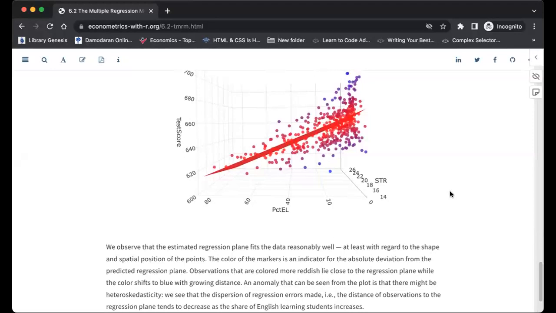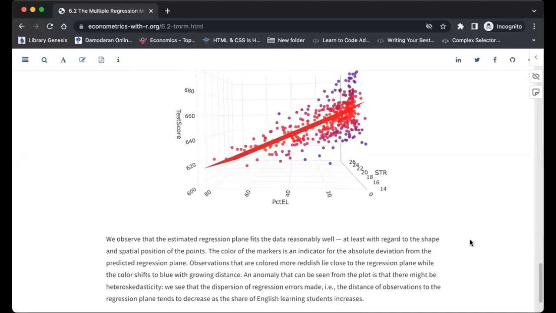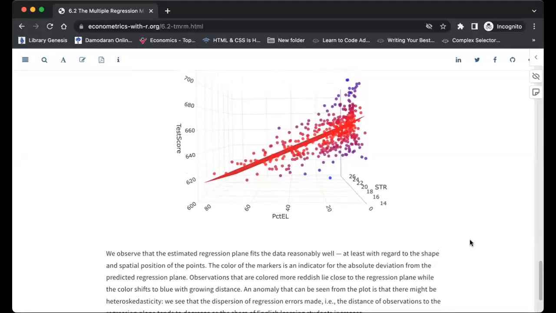We see that the dispersion of the regression error, meaning the distance of observations to the regression plane, tends to decrease as the English language learning students increase. So we could clearly see this, which shows that maybe there is a heteroscedasticity issue here.